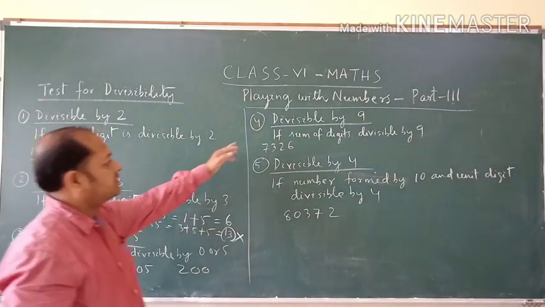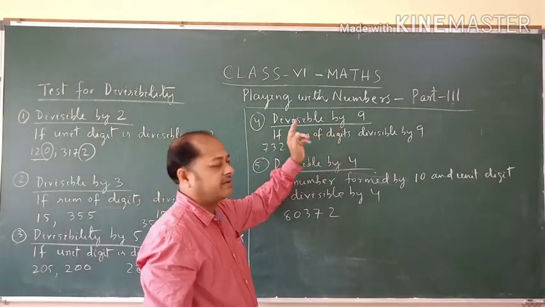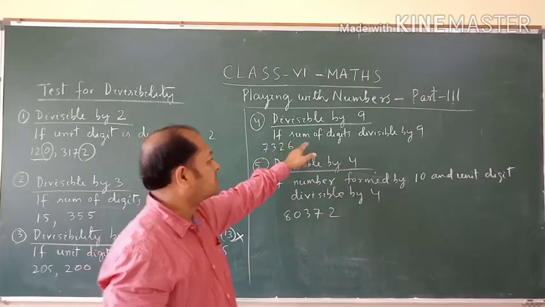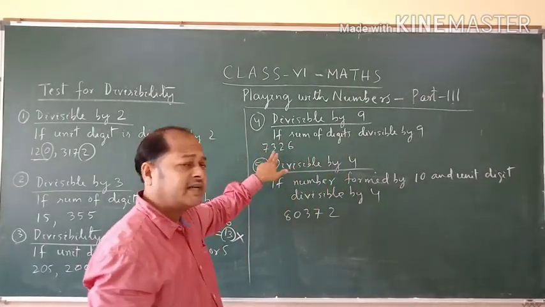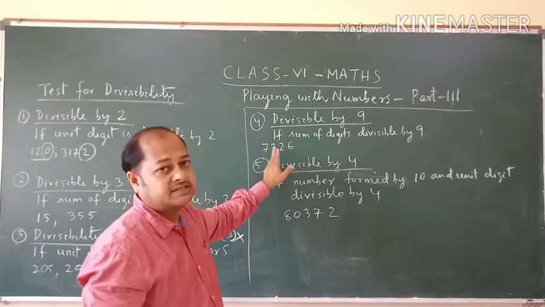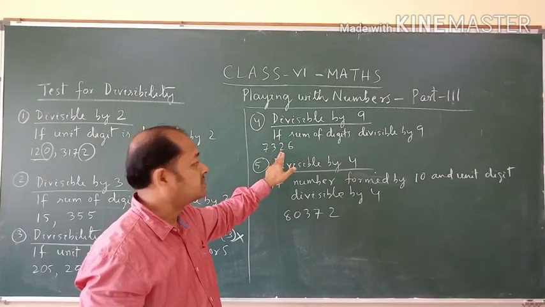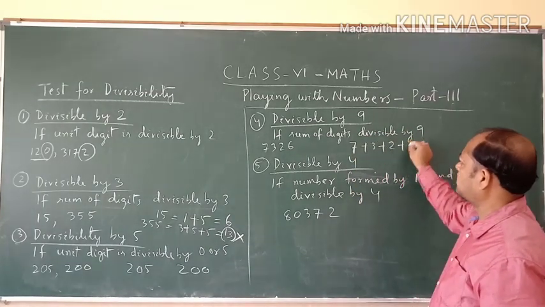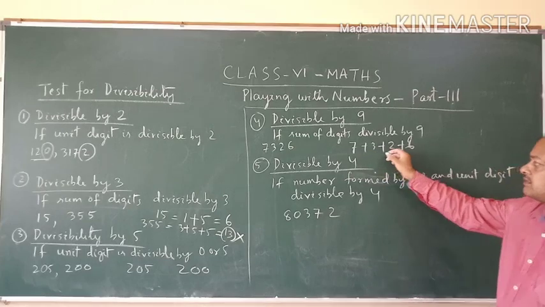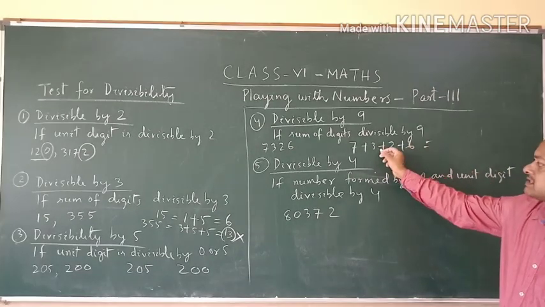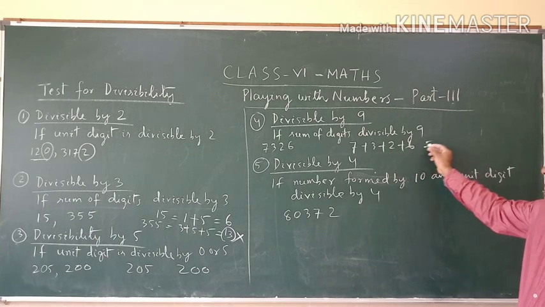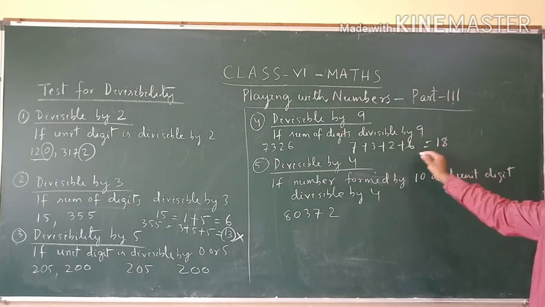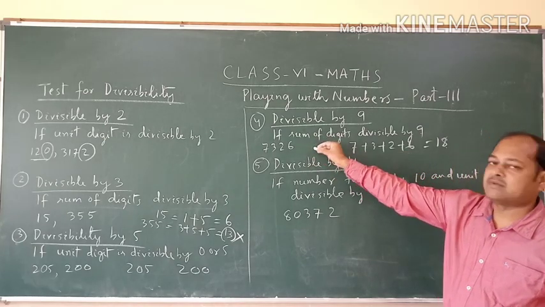Now let's take divisibility by 9. How do you know that a number is divisible by 9? The rule is that the sum of the digits must be divisible by 9. Let's take an example, 7326. The digits are 7 plus 3 plus 2 plus 6. Let's sum it: 7 plus 3 is 10, 10 plus 2 is 12, 12 plus 6 is 18. So 18 is divisible by 9, and we conclude that the number 7326 is divisible by 9.